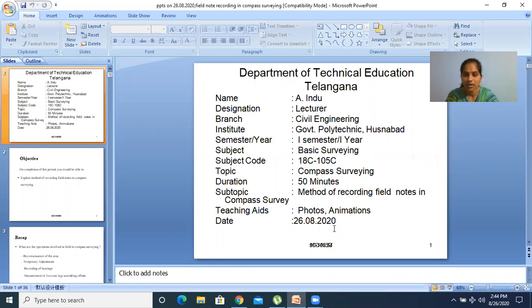Today also we will learn another new topic, that is methods of recording field notes in Compass survey. So how can we record the field notes in a Compass survey? That is the topic we will discuss today. Before starting this topic, I will recall the topics which we covered in the last class, and after that we can go to this topic.